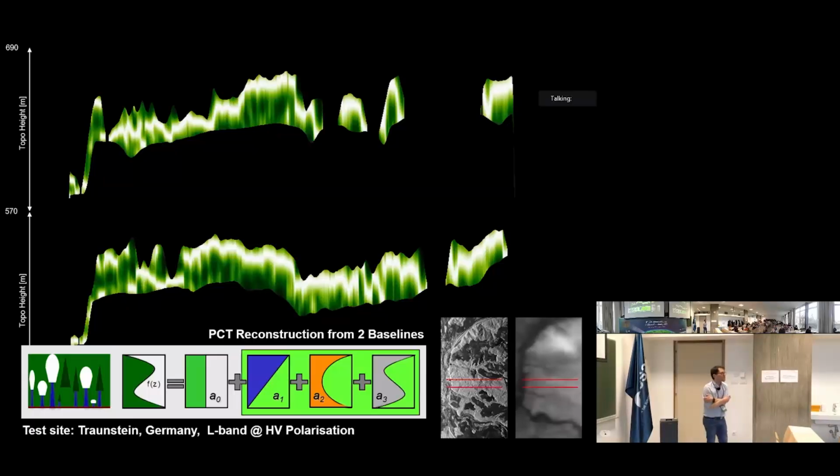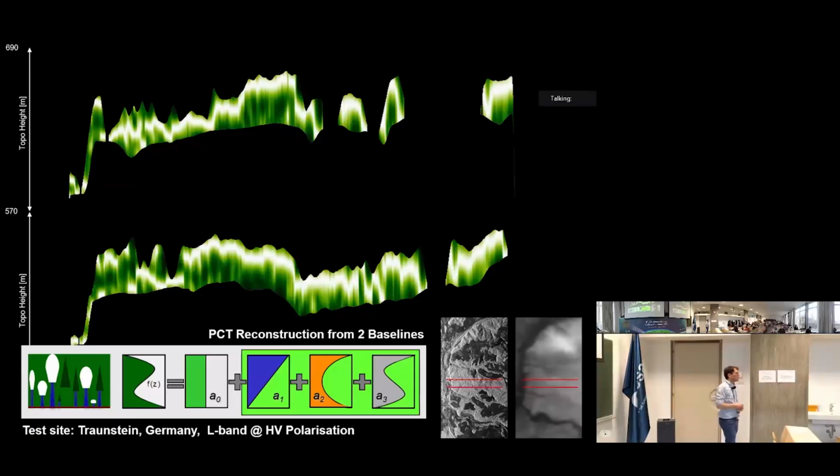Of course, to make it work, you need, as preliminary information, the ground topography and the top of the volume. So you need somehow to constrain the volume, and then there you can invert the height.